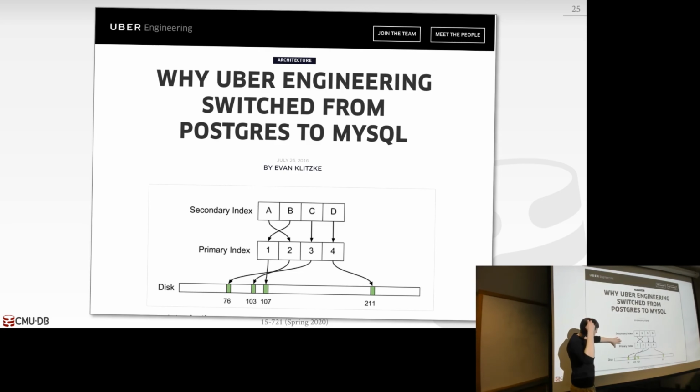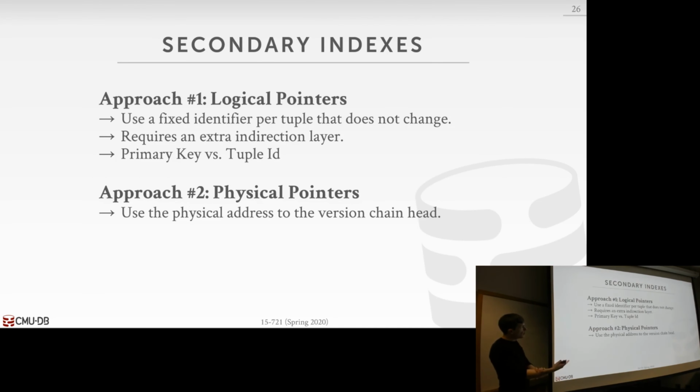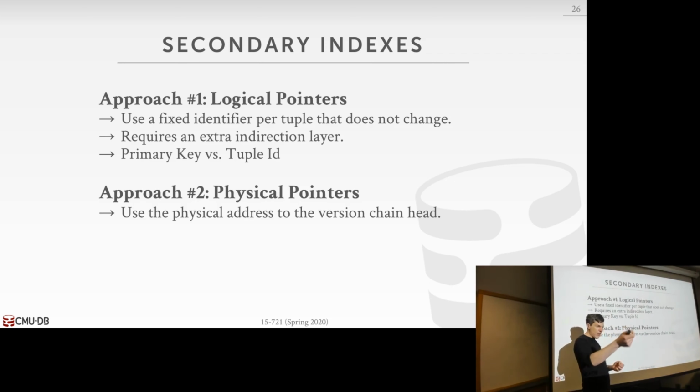So they talk about a bunch of different things about how Postgres does things differently than MySQL, but one of the main things they stress is how they manage secondary indexes in a multi-version system. Postgres would point to the head of the version chain, whereas MySQL uses a logical pointer. So a logical pointer would be some kind of identifier that's fixed for the tuple, that we don't have to update in our secondary indexes anytime the physical location of the version chain changes. And it can either be a primary key or some kind of synthetic tuple ID.